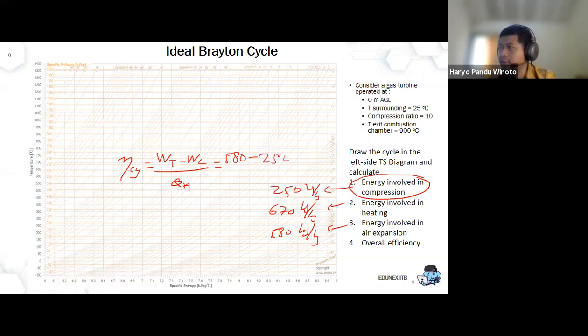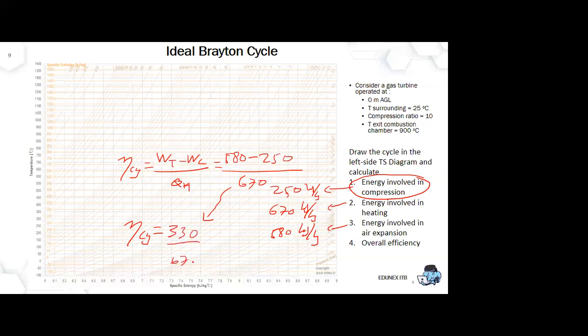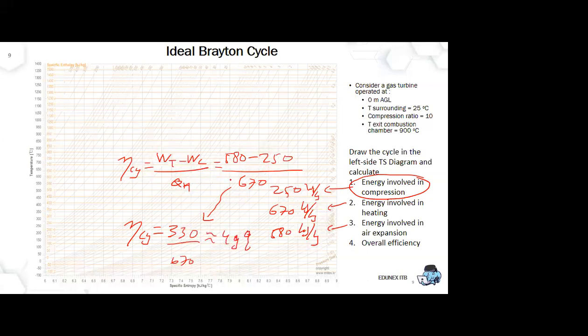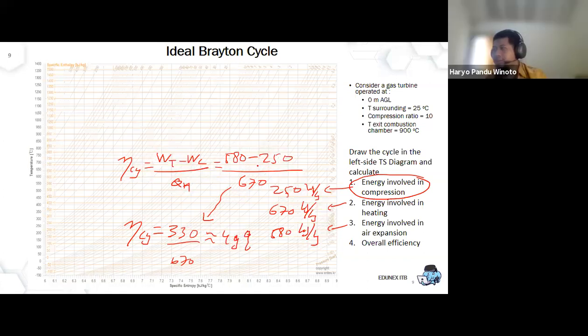Okay, 250 divided by what? 670. So can you calculate it for me? What is the cycle efficiency? It's 270, isn't it? Not 230. 330. Around 49%, sir. Okay. This is 330, isn't it? Yeah, 330. Okay. Yeah. 49%.